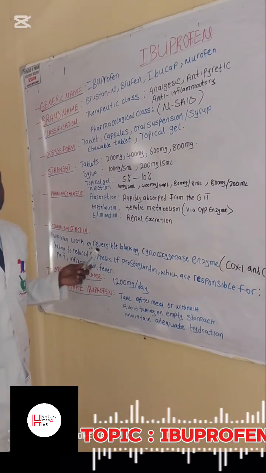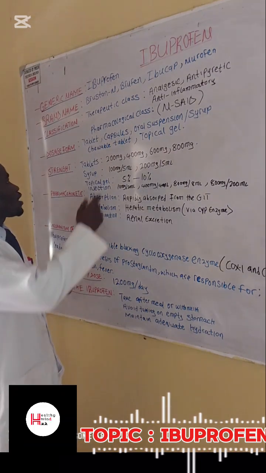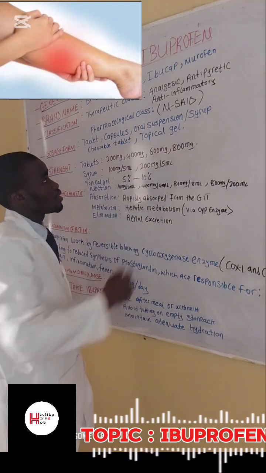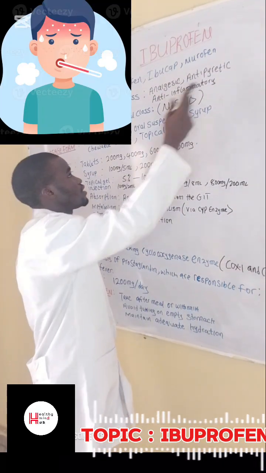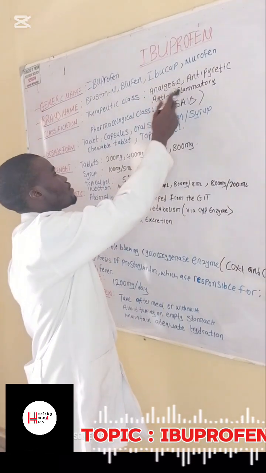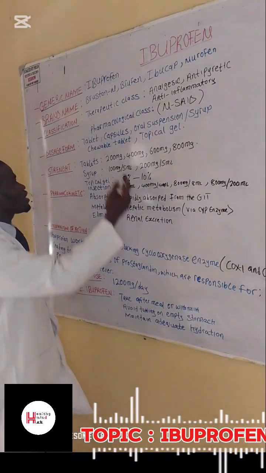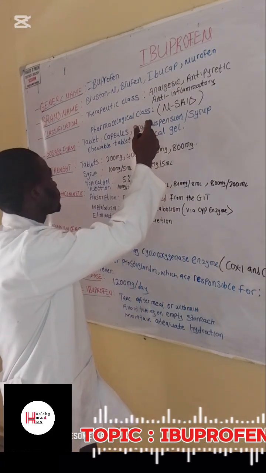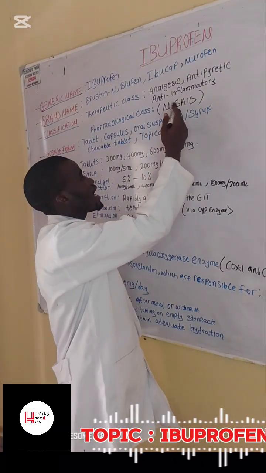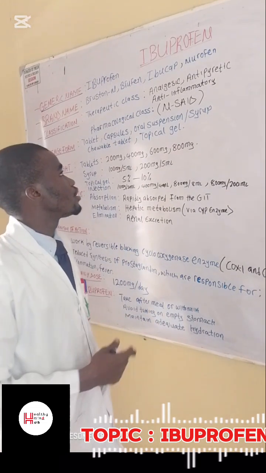Now, what is the classification of ibuprofen? We have the therapeutic class and the pharmacological class. The therapeutic class is analgesic, which is to reduce pain; antipyretic, to reduce fever or high body temperature; and also anti-inflammatory, to reduce inflammation in our body. And what is the pharmacological class of ibuprofen? Ibuprofen belongs to the NSAID classification, which is non-steroidal anti-inflammatory drug.